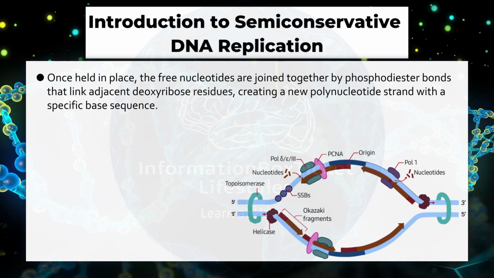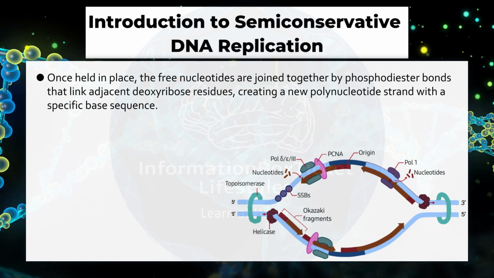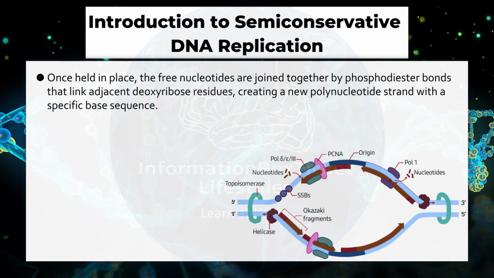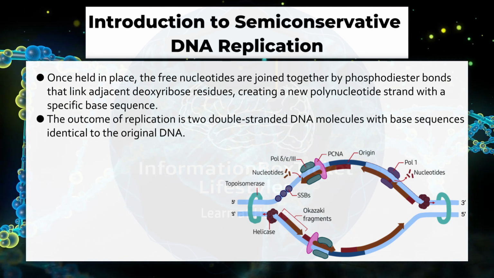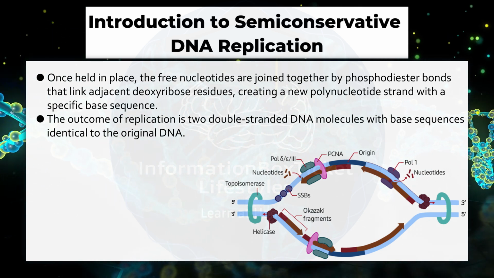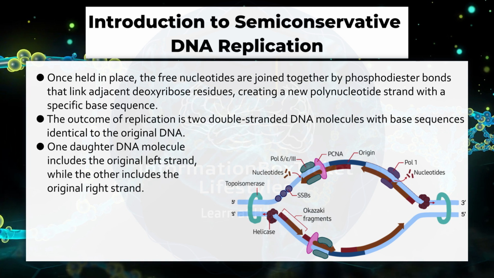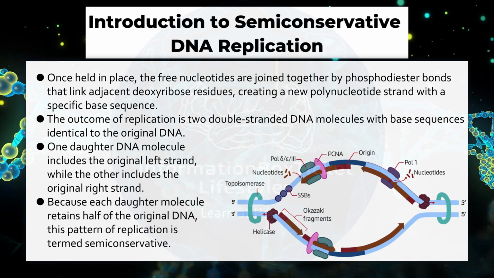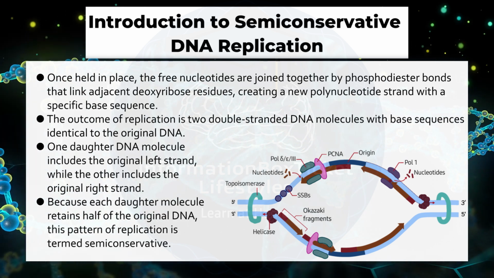Once held in place, the free nucleotides are joined together by phosphodiester bonds that link adjacent deoxyribose residues, creating a new polynucleotide strand with a specific base sequence. The outcome of replication is two double-stranded DNA molecules with base sequences identical to the original DNA. One daughter DNA molecule includes the original left strand, while the other includes the original right strand. Because each daughter molecule retains half of the original DNA, this pattern of replication is termed semiconservative.